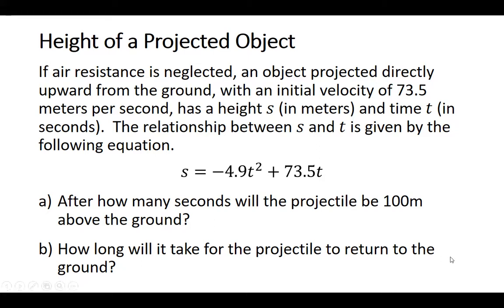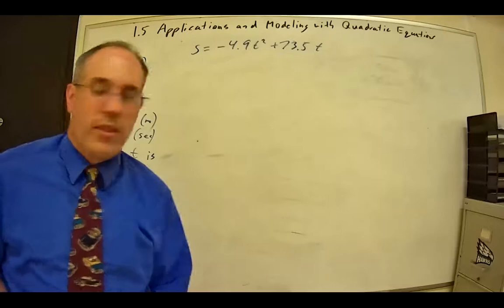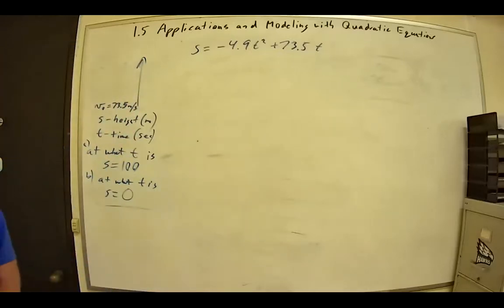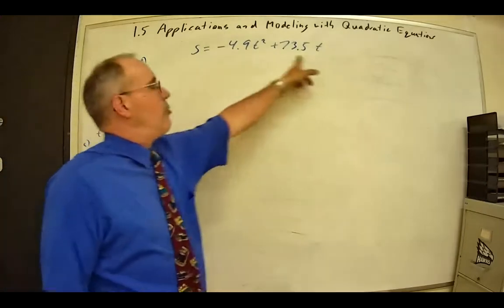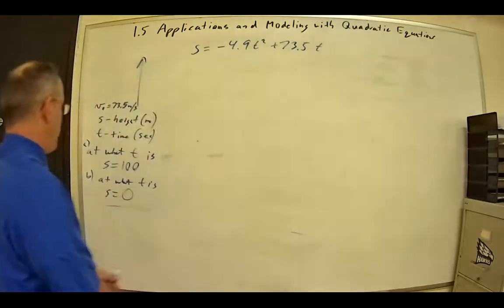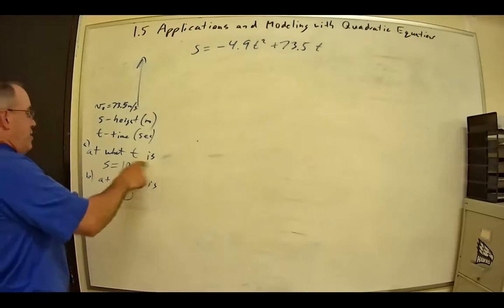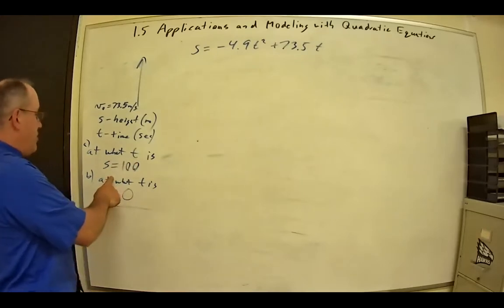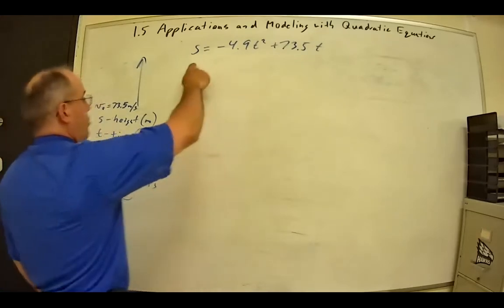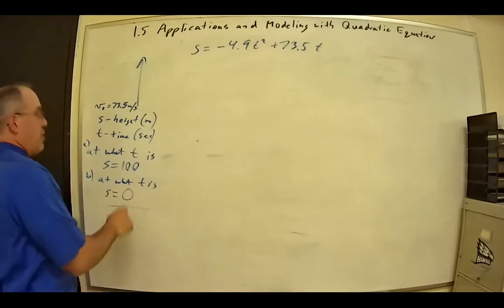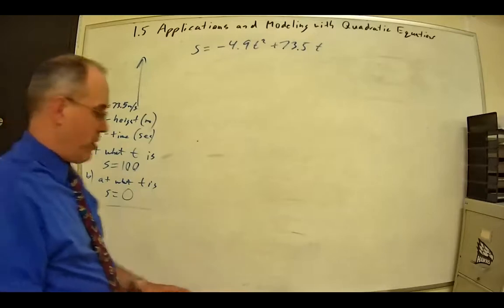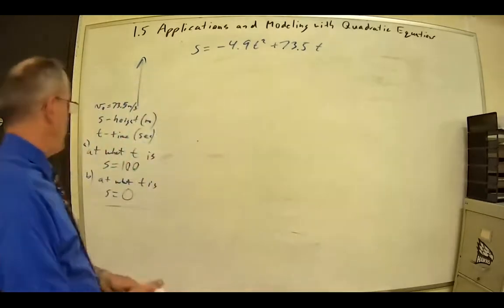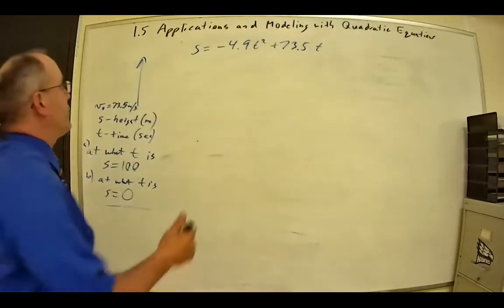Okay, so let me get this out of the way so we can zoom in and see what we're doing on the board. So I wrote these things here. The main things are, we're given a relationship. At what t is s equal to 100? So we're trying to find t when s is equal to 100, and at what t is s equal to 0? So we're trying to find t when s is equal to 0. So start with the first one.